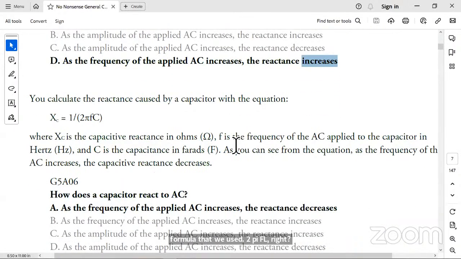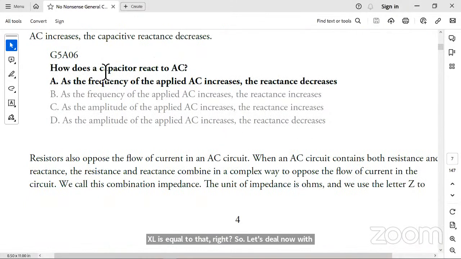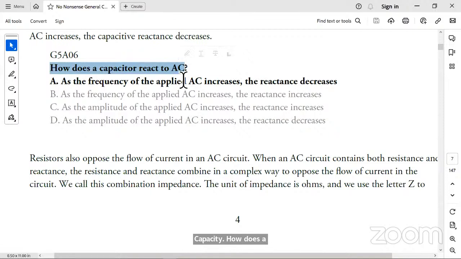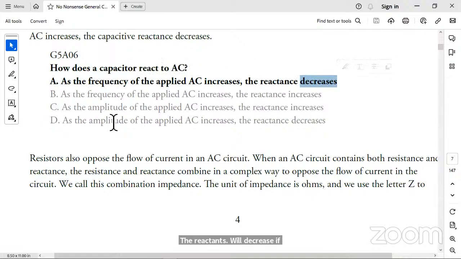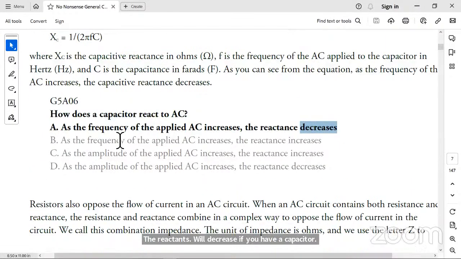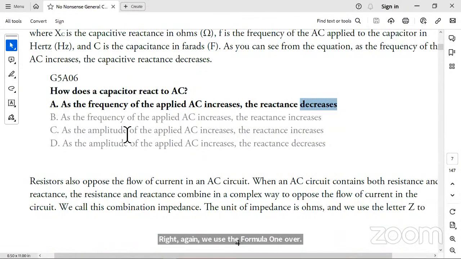So let's deal now with a similar question, but in this case, a capacitor. How does a capacitor react to alternating current? Let's dissect it. What they're really asking you here, because of the answers that they give, is what happens as the frequency changes. In this case, they're asking about an increase. When you increase the frequency of the source, what happens? The reactance will decrease if you have a capacitor. Again, we use the formula 1 over 2 pi FC to show that as the frequency increases, the reactance will decrease. That's why we did a little example.